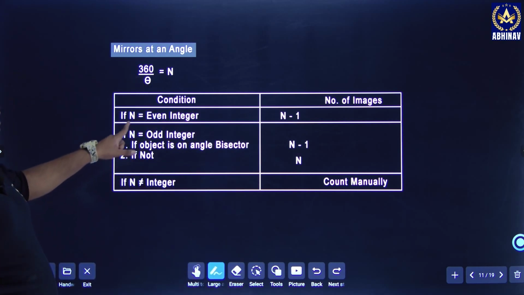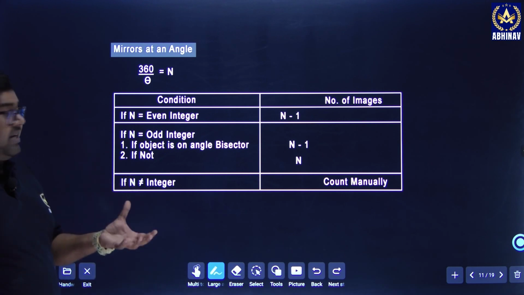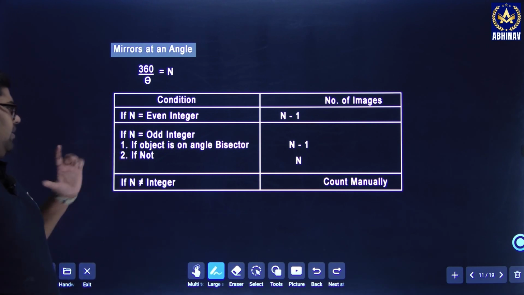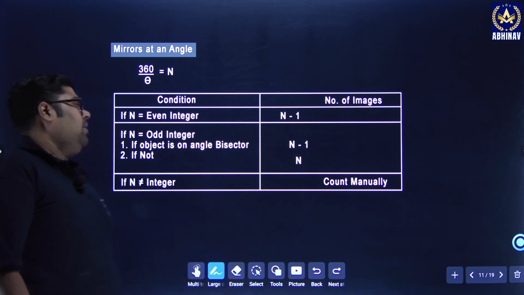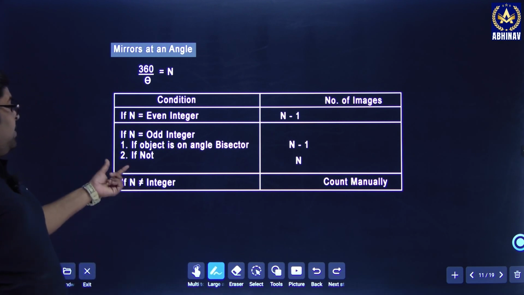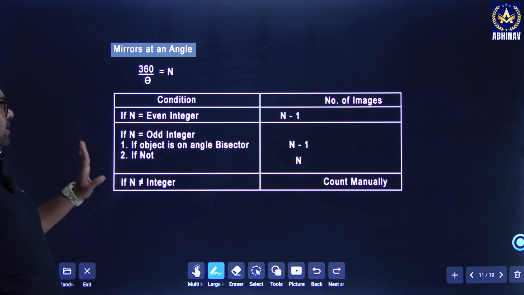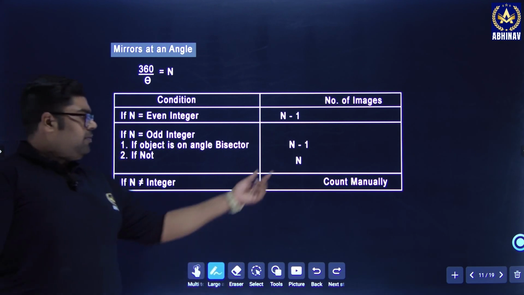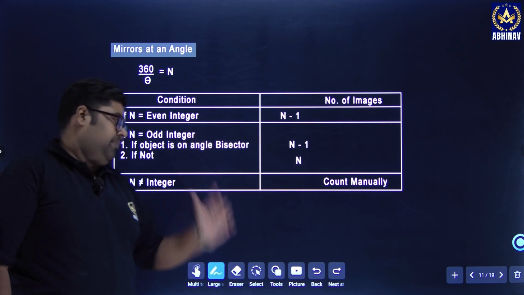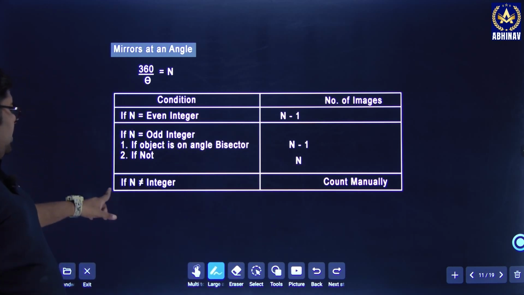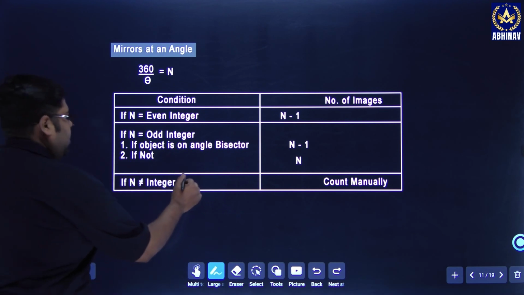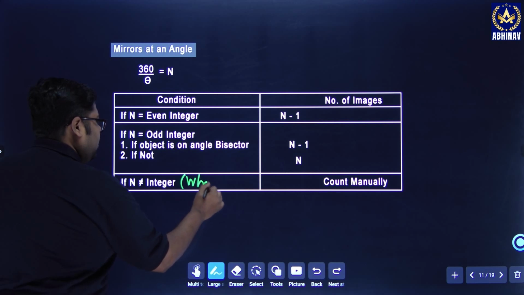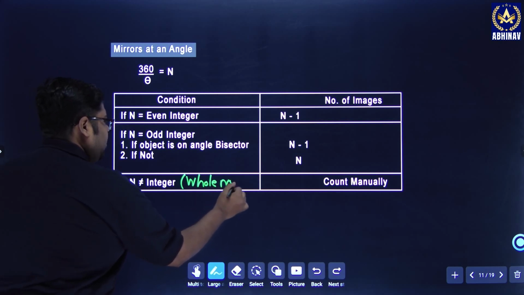Now if N is an odd integer, then you have to think: if the object is kept on the angle bisector, then the number of images will be N minus 1, and if the object is not kept on the angle bisector, then the number of images will be the same as N. Now if N is not an integer, integer means basically a whole number, you can write it here to clear out the confusion.